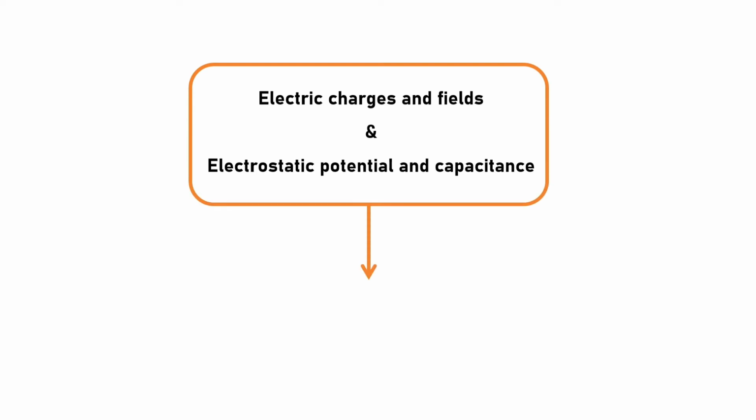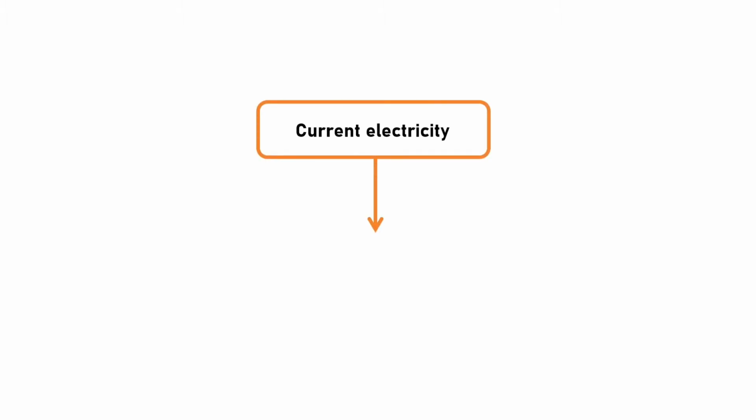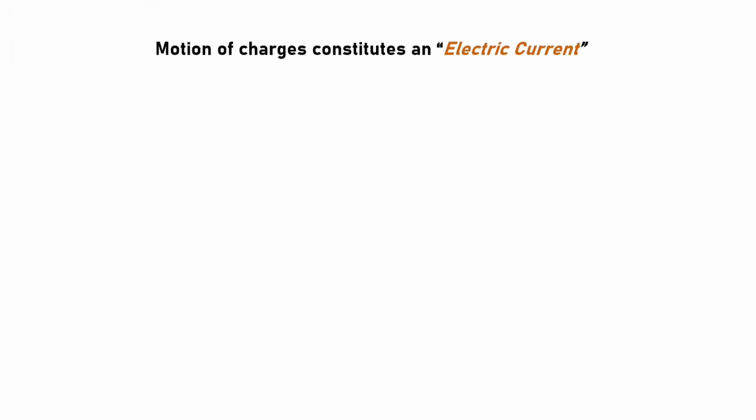In electric charges and fields, and electrostatic potential and capacitance, all the charges are considered to be at rest. But in this chapter, that is current electricity, we consider all the charges to be in motion. Now let's discuss what happens when the charge is in motion. When the charges are in motion, they constitute an electric current.